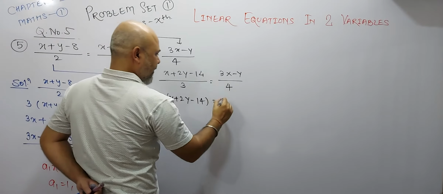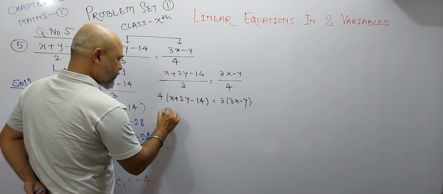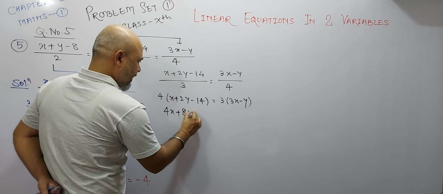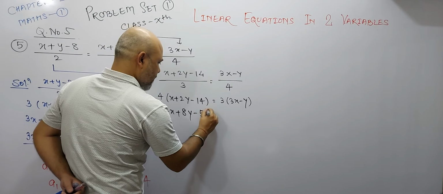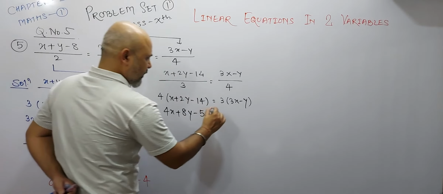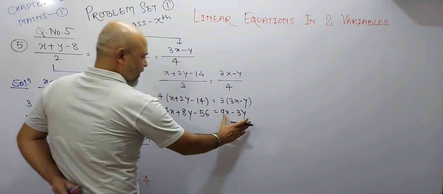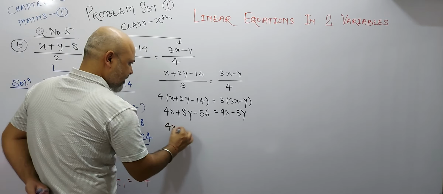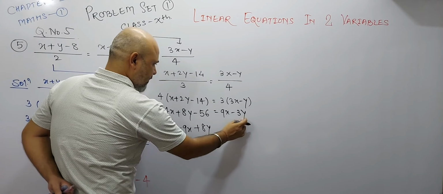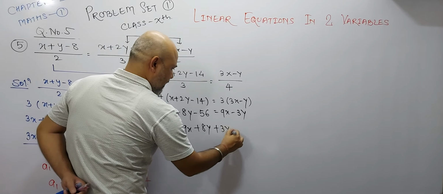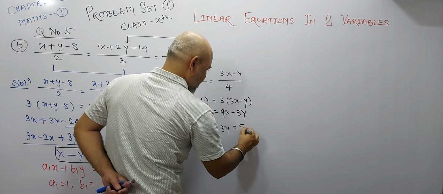This is equal to 3 multiplied by 3x minus y. So multiply by 4, so you will get 4x plus 8y minus 14 4s are 56, and this is equal to 9x minus 3y. Now we will transfer this variable to left hand side. So this will be 4x, this will be minus 9x, this is plus 8y, this becomes plus 3y, and equal to, transfer this 56 to right hand side, so you will get plus 56.